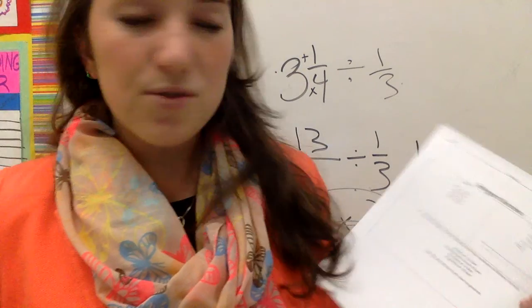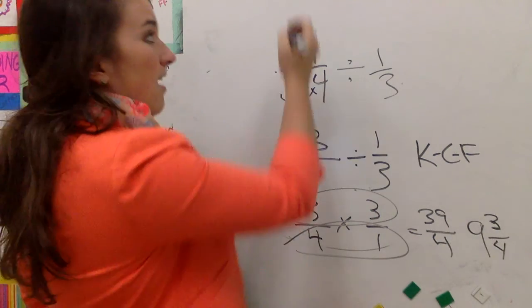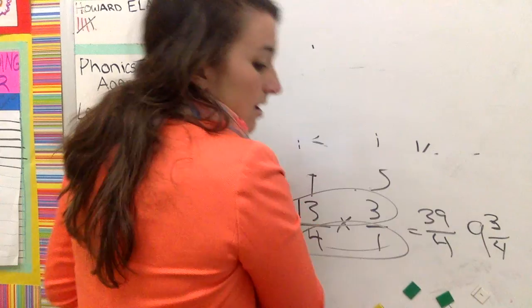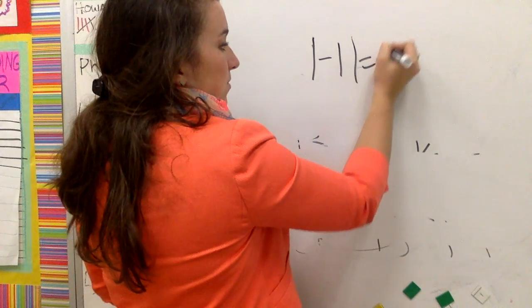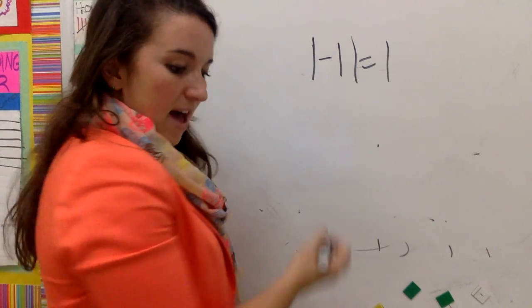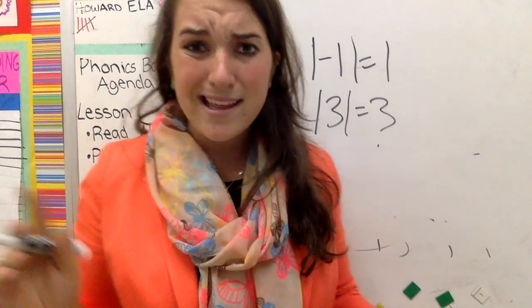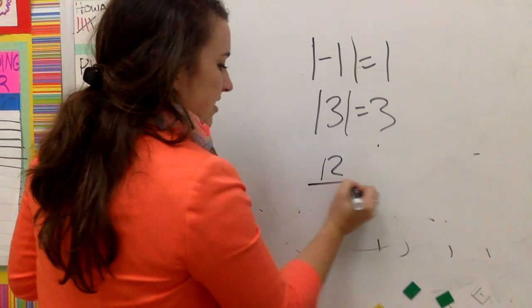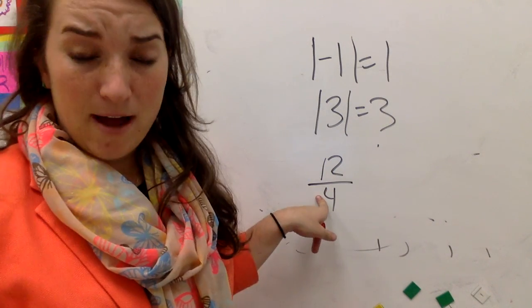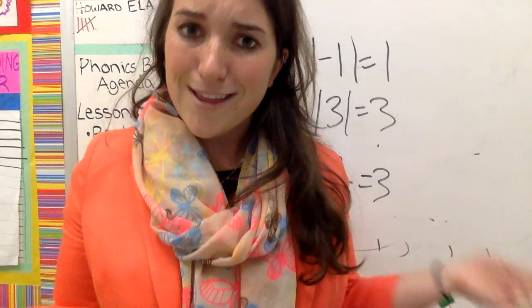On the back, there is an integer review. Just remember that absolute value is always positive. So the absolute value of -1, I'll erase this right here. For the problem on the back, the absolute value of -1 equals 1. The absolute value of 3 equals 3. And then one other thing that you might get tripped up over, 12 over 4 as a fraction means 12 divided by 4, which is just 3. So when you see 12 over 4, know that that's the same as 3.